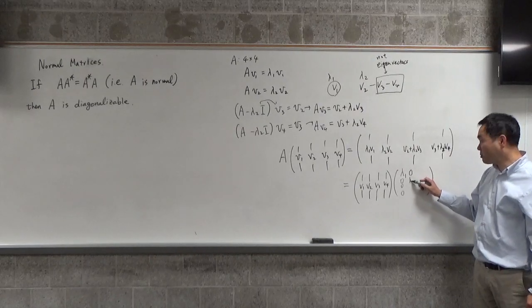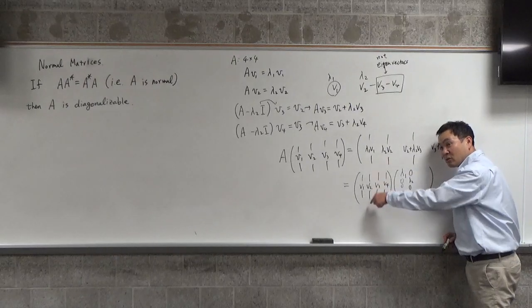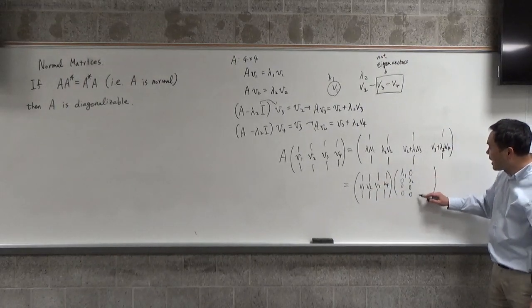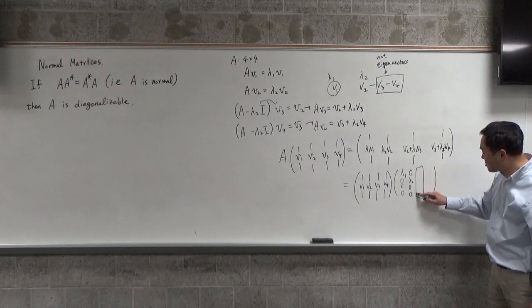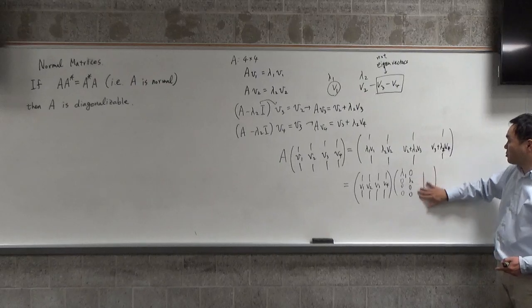0, lambda 2, 0, 0. So that lambda 2 gets multiplied only to V2. Okay, if you understood that, then now here's the real challenge. I need the third column. If you can figure out the third column, you know Jordan normal form. What's the third column?